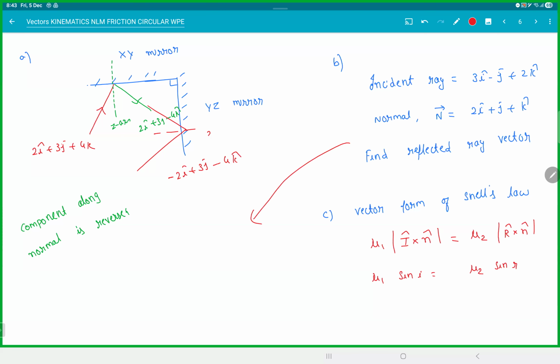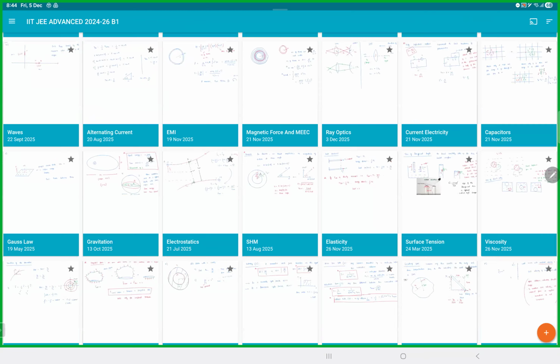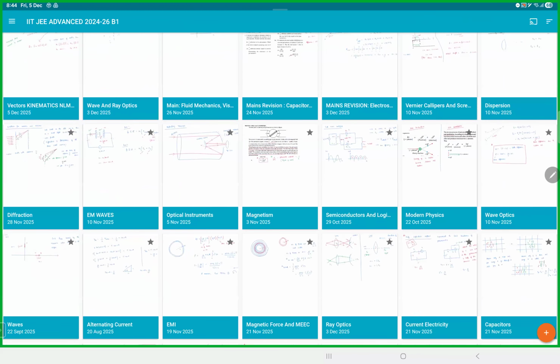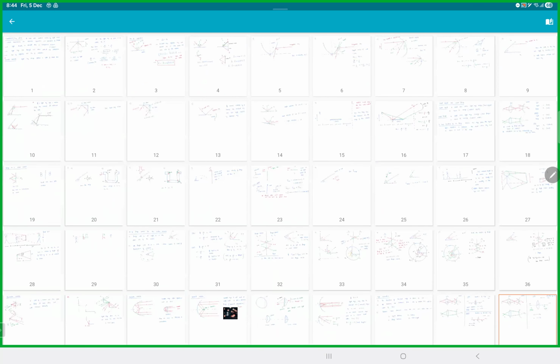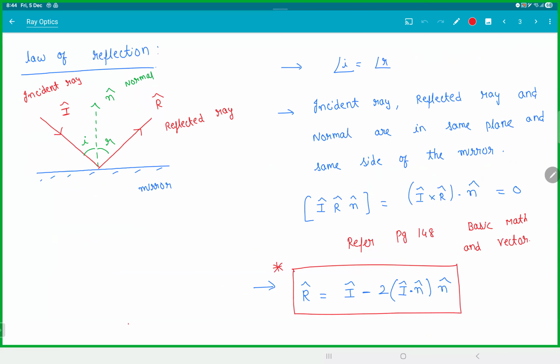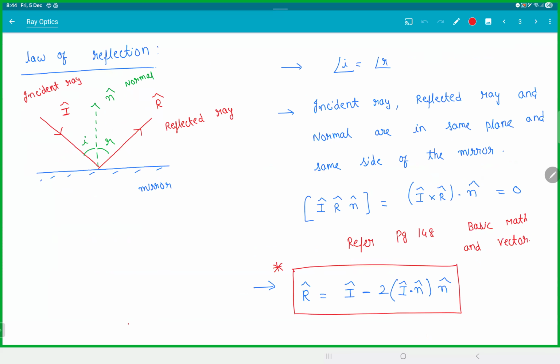What was the formula relation? r cap will be i cap minus 2 times (i cap dot n cap) into n cap. Remember this in case you forgot. You should check out the derivation in ray optics. There, this is the vector form of the law of reflection: r cap is equal to i cap minus 2 (i cap dot n cap) into n cap.